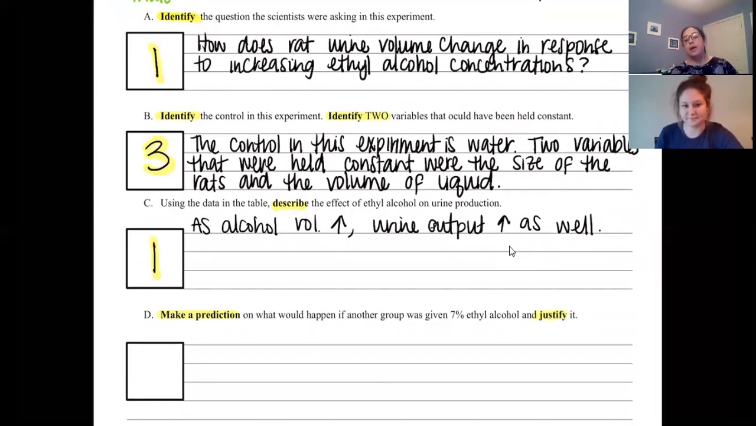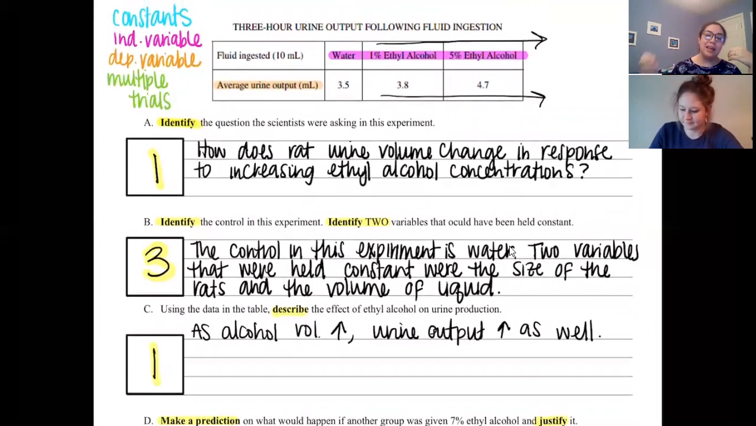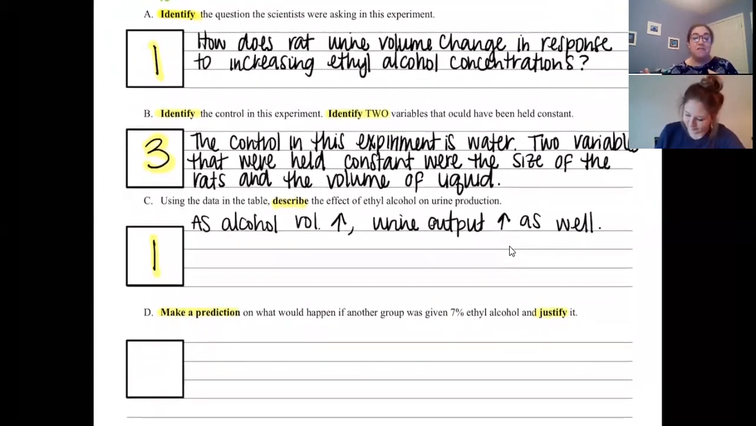Now, the easy part is making your prediction. When you look at that data table, if you had to fill in the blank with what would be next, if 7% ethyl alcohol was given to the rats, based on the trend that we saw of urine increasing as ethyl alcohol increasing, then your prediction should be any number above 4.7. So you can either specify a number if you want to say 5 or 5.8, or if you just want to say more than 4.7, that would be fine as well.